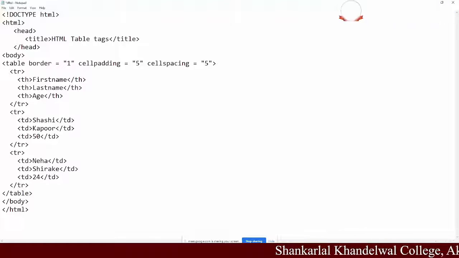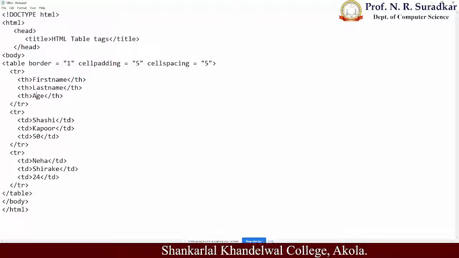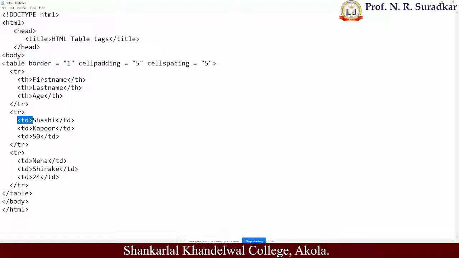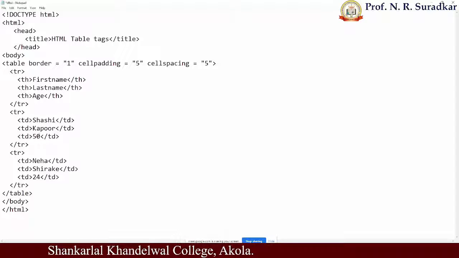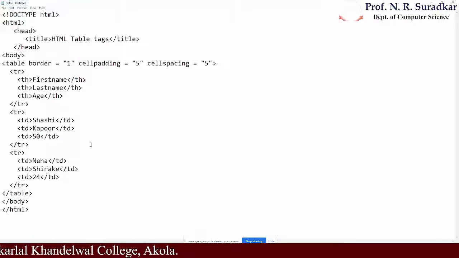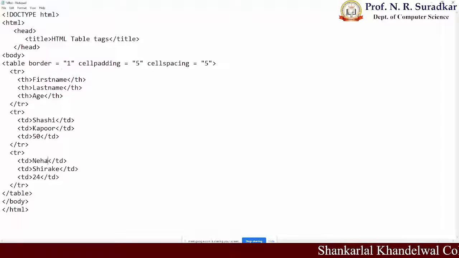Whatever TD tag we use, we specify the description of a particular heading, or the value of the heading, between the TD tags. Shashi Kapoor: Shashi is the first name, Kapoor is the last name, and 50 is the age. Here we close the second row. Then I created the third row, with an opening TR tag, then TD tags which specify the data of a cell: Techstar, Neha, Shirke, 24.